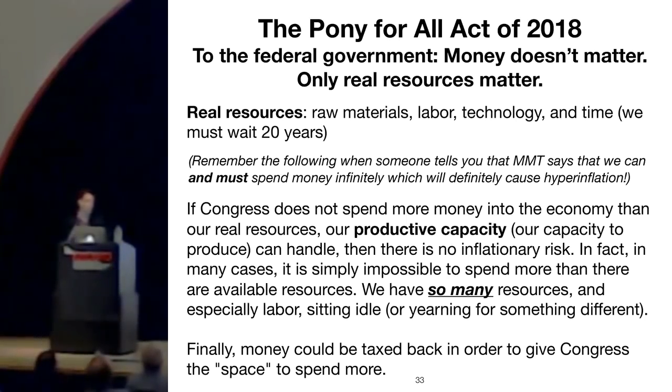So there's often an argument made against MMT, which we've heard a couple of times already today, that MMT says that we can spend as much as we want without consequence, which I inaccurately said before. We can have everything we want, which of course is going to cause hyperinflation. Often this argument is done in bad faith. But if the Congress does not spend more money into the economy than our real resources can handle, our productive capacity, then there is no inflationary risk.